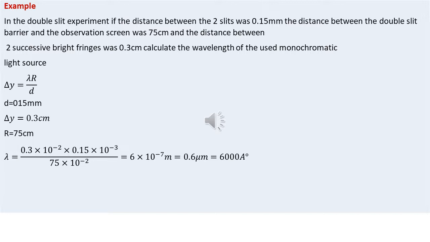From the rule delta y equals lambda r over d, we have all of them except the wavelength. So the wavelength equals delta y times d over r.